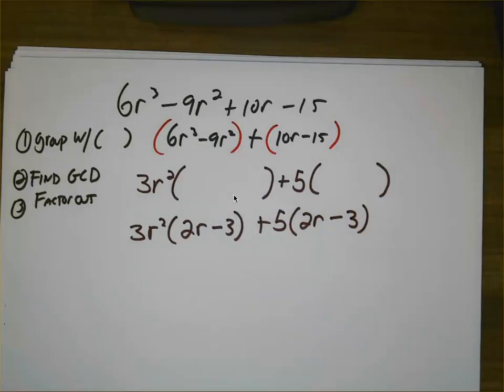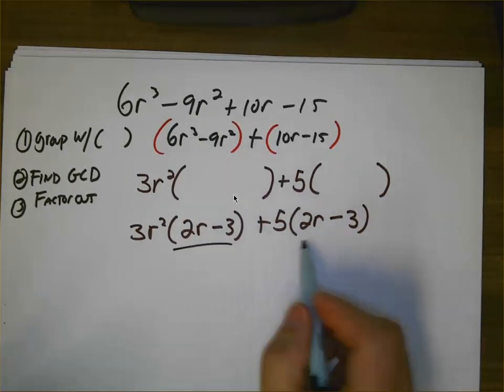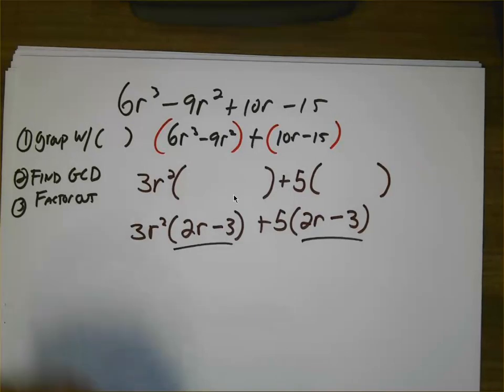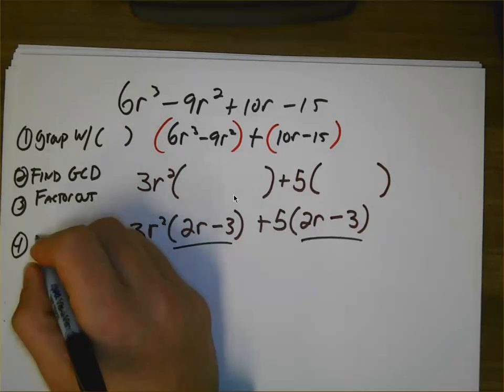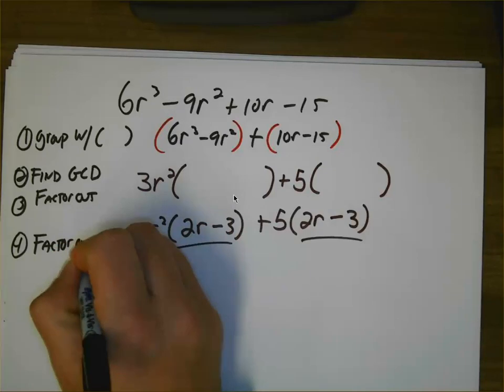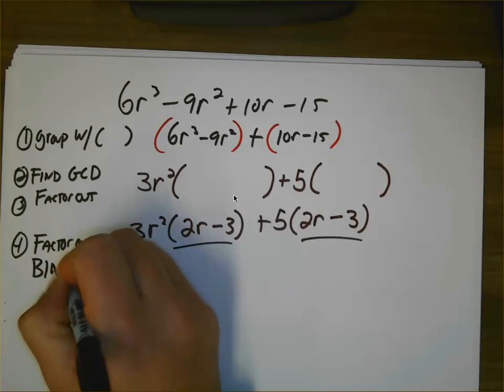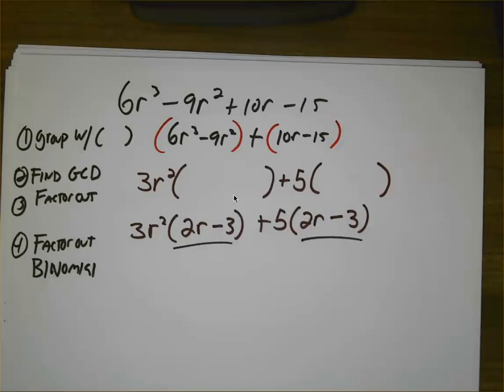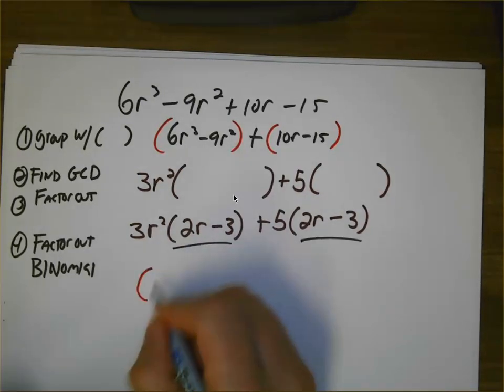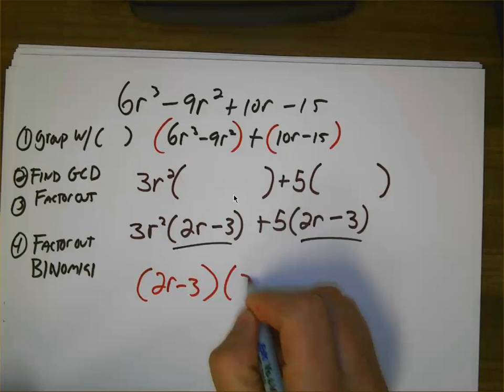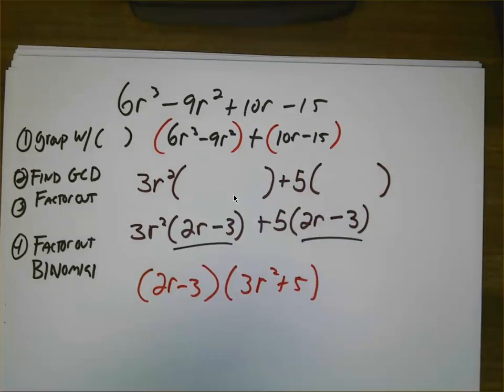What should happen is this and this should be the same, right? So step 4, factor out the binomial. If I factor out the binomial, I have 2r minus 3. What's left? 3r squared plus 5. And you are done. And that's how you factor. That's more the advanced factoring type thing. So hopefully that makes sense. I'll see you in class tomorrow, and may the force be with you.